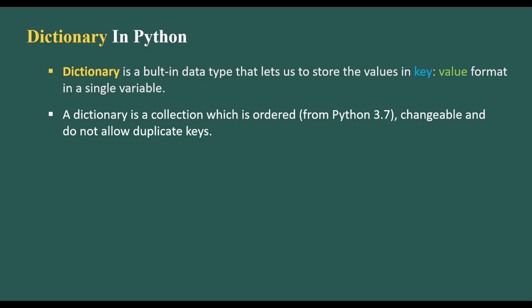By default, dictionary is ordered in Python version 3.7 and later versions. Before 3.7 version, the dictionary was unordered. Changeable means the values of the dictionary can be updated and key value pairs can be added in the existing dictionary. Duplicate keys are not allowed. A given key can appear in a dictionary only once. If we specify a key a second time during the initial creation of a dictionary, then the second occurrence will override the first.